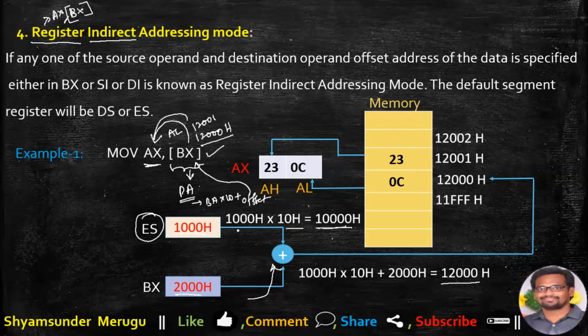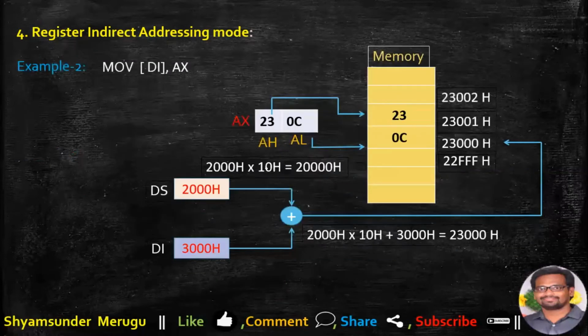So this way this register indirect addressing mode works. Here the data that we consider is 0C and 23. So 0C goes to AL and 23 goes to AH, right? So here is one more example. Here we have taken the index register. Now the contents of the AX register, 23 and 0C, will be moved to the physical address calculated by using the offset address given by DI and considering the default segment register DS with the corresponding values, right?